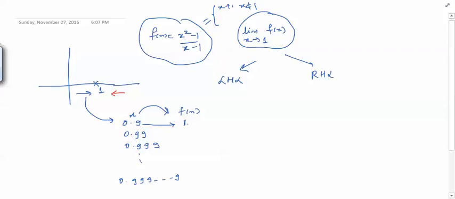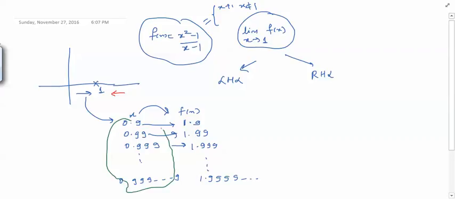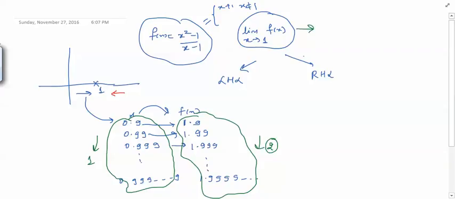So the value of the function at x is equal to 0.9 will be 0.9 plus 1, so it is 1.9, and the value of the function at 0.99 is 1.99, and at the next point 1.999 and so on, 1.9999 many times, right? So you can see that as your x is approaching 1, what is your f of x approaching to? You can see that your f of x is approaching 2. It means that for this particular function, the left hand limit is 2.